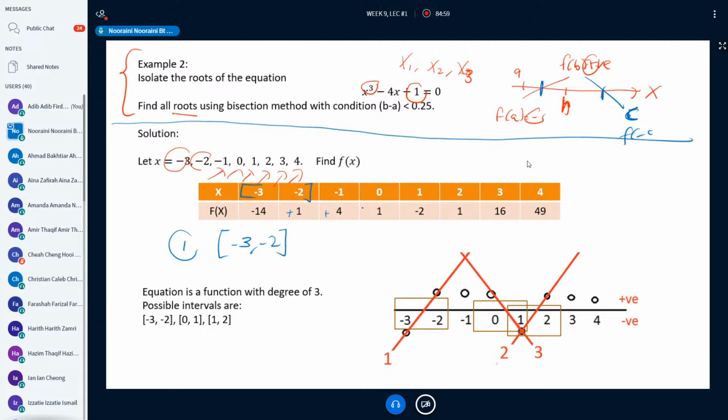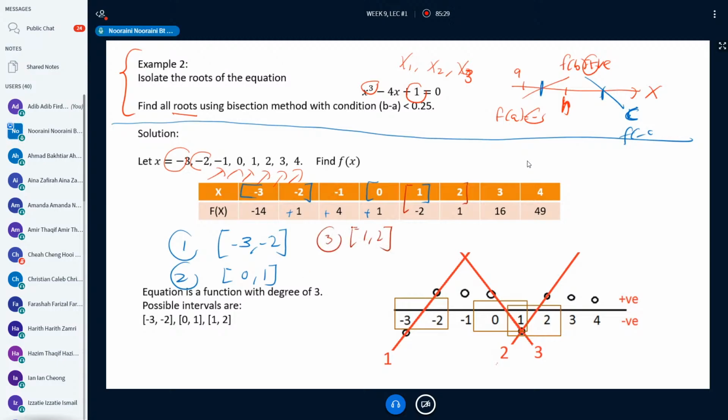Okay, this one also has a difference. You have negative to positive. Here same, positive, positive, no need to change. But here positive to negative. So this one also is the second interval. Okay, we have 0 to 1. Negative to positive also. So this is another interval. Okay, this one is another interval.